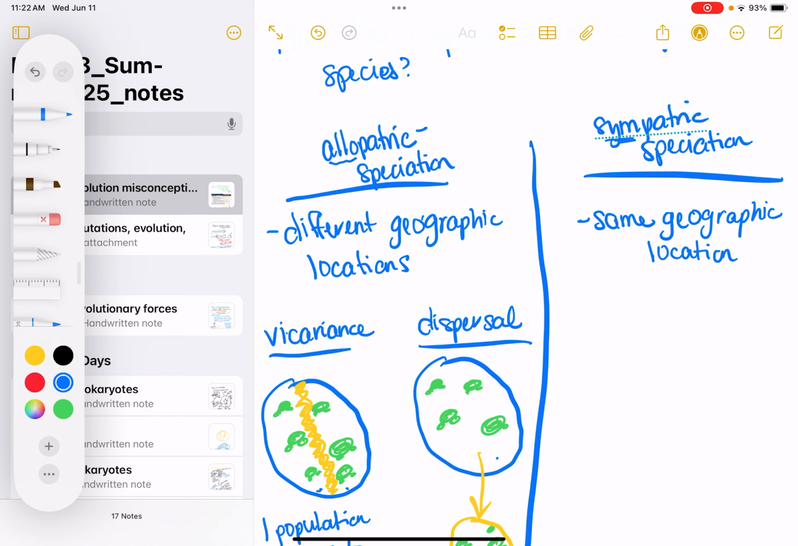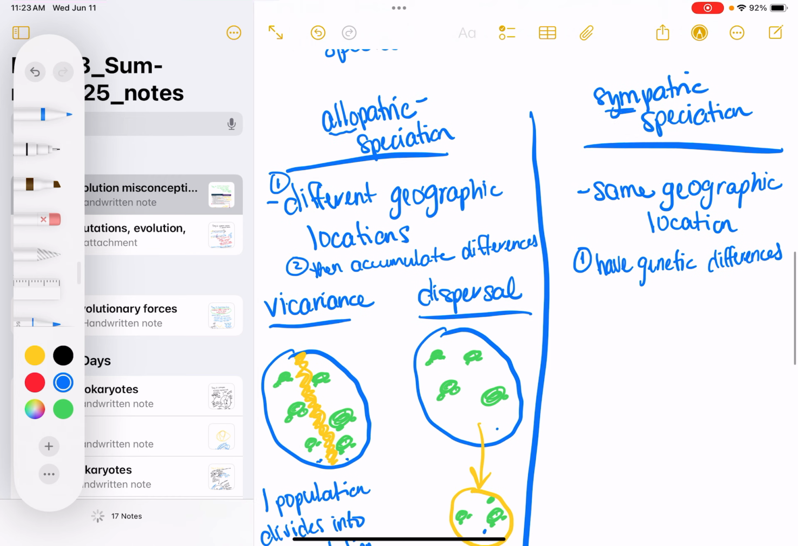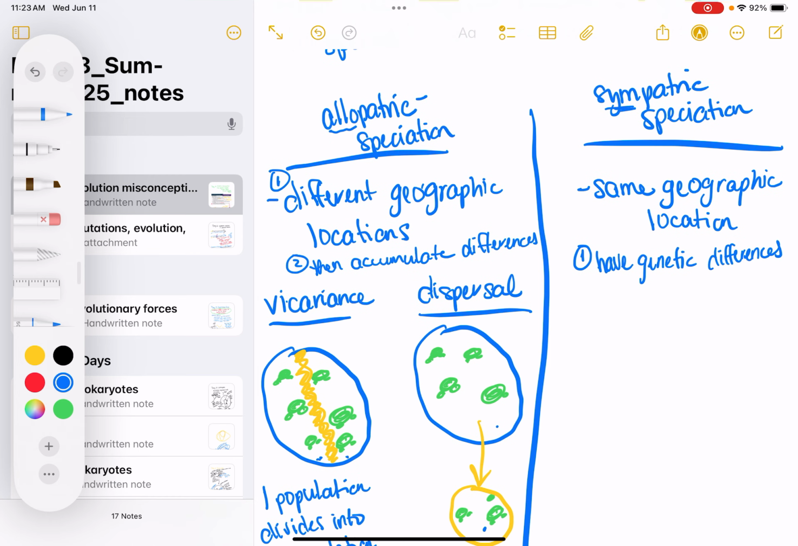And this is different than sympatric speciation. So note that with allopatric speciation, we have different geographic locations happens first, and then we accumulate differences, okay? In sympatric speciation, we're going to happen in the same location, okay? So the first thing that's going to happen is that we're going to have genetic differences. Okay, and so again, we have kind of this in two different flavors.